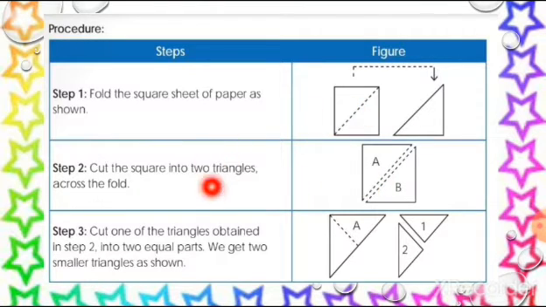Now, cut one of the triangles obtained in step 2 into 2 equal parts. We get 2 smaller triangles as shown. So take any one of these parts, and I am taking this one. Take this part and fold it again, corner to corner, and then cut into two equal triangles again. Now we have 1, 2, and this one also, 3 parts of this square paper. Got it, children?